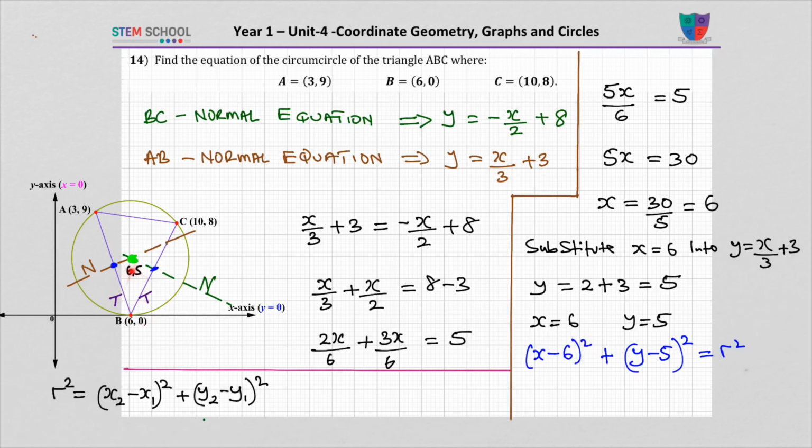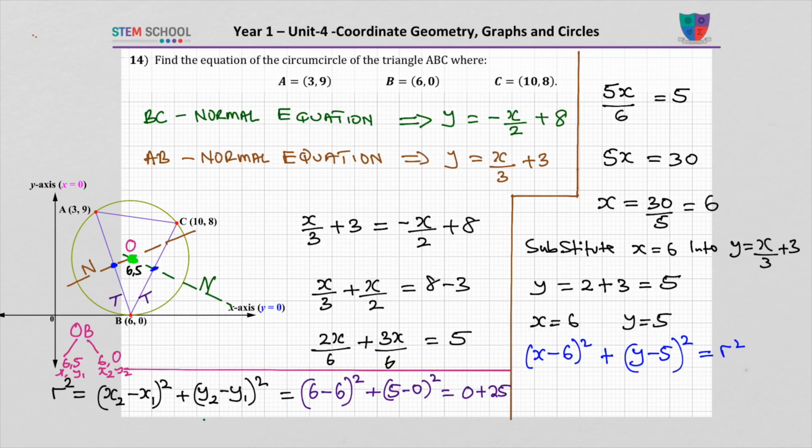So I'm going to find the distance between the center and B. I'm going to find the radius OB. And that distance is OB. O has a coordinate of (6, 5). B has a coordinate of (6, 0). So x1 is 6, y1 is 5, x2 is 6, y2 is 0. So I'm going to plug those values here to find my r squared.